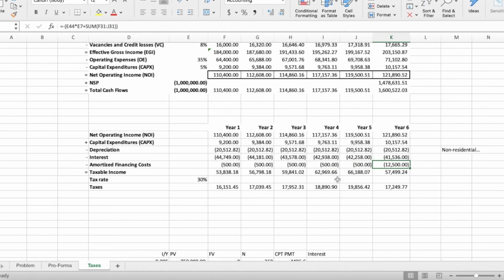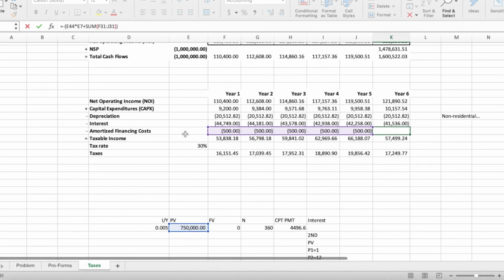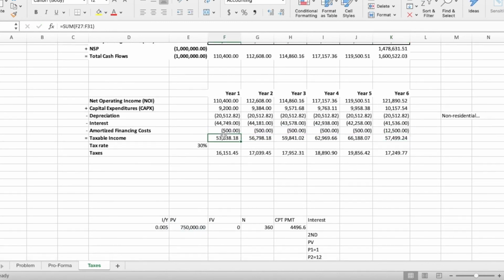On the 6th year, the amount that we will put down is what's left in the upfront financing costs. Which is 750,000 times 2%, then minus 500 times 5. Next step, sum all of these amounts to find the taxable income. Then the last step is to actually calculate the amount of taxes. All you have to do is take the taxable income and multiply it by the income tax rate of 30%. There you go. That's how you calculate taxes on a real estate property.